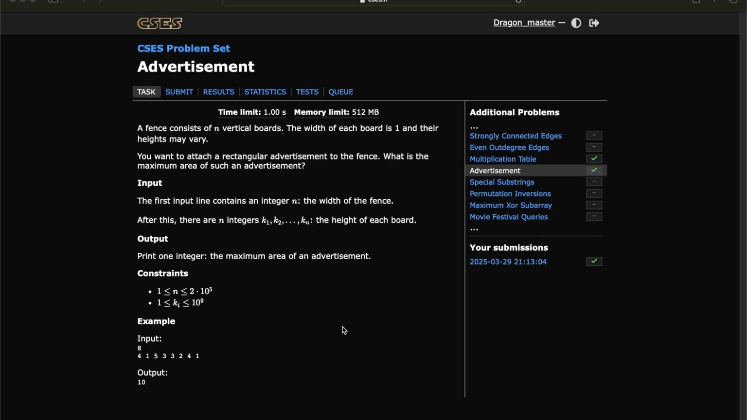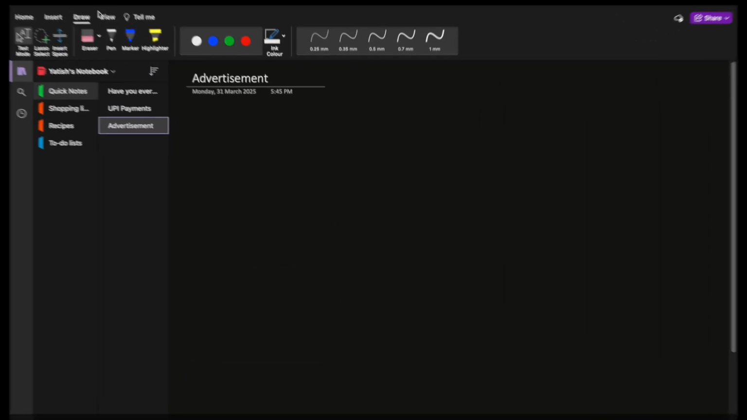The problem statement is saying a fence consists of n vertical boards, where the width of each board is 1 and their height may vary. You want to find the maximum area of the advertisement on the fence. These are the inputs and these are the constraints. Okay, so we have understood the problem statement. Now let's discuss what exactly the problem is saying to us.